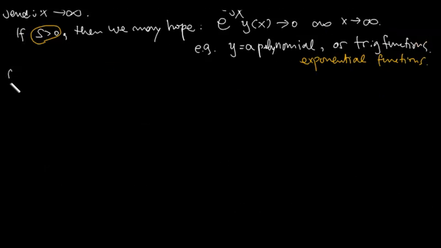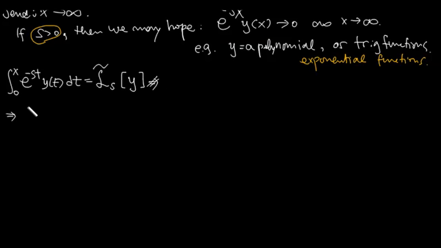So let me write that down. Then the integral from 0 to x of e to the negative st, y(t) dt, is now denoted as this operator done on y like this. Then as x approaches infinity, we can write it like this in the next line. And this improper integral notation, e to the negative st, y(t) dt, is really that x approaches infinity.